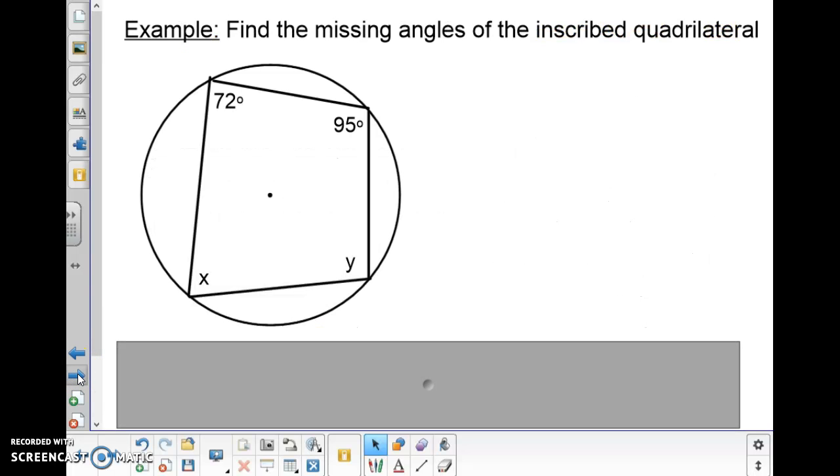On the same token here, take a minute to pause this video. I want you to find these missing angles. Use the idea that all four of these angles are inscribed angles. So look at the arcs that they intercept.